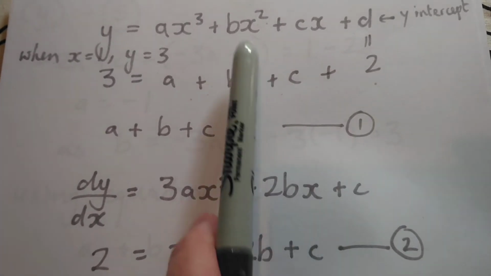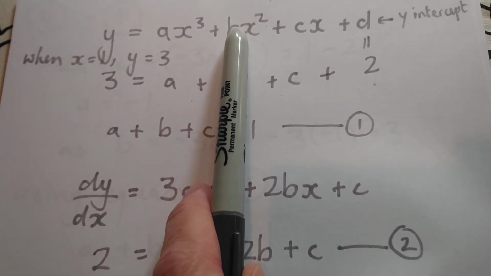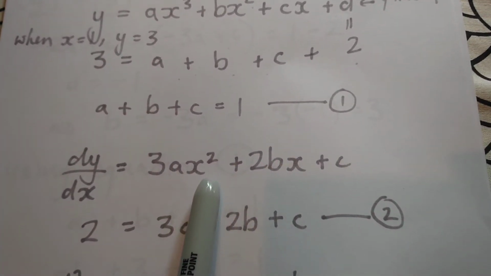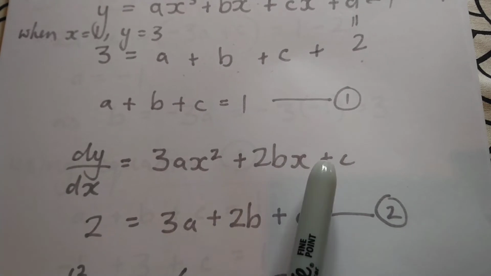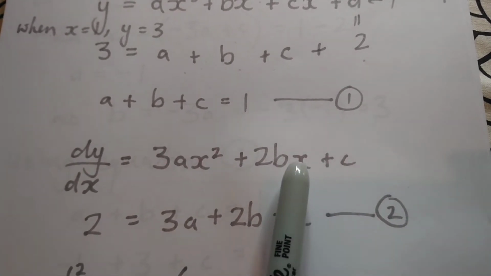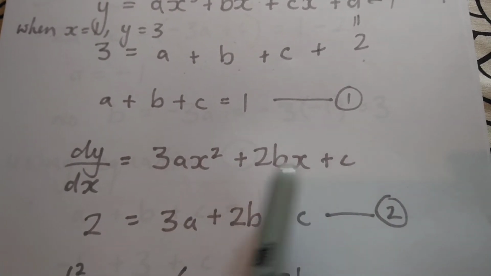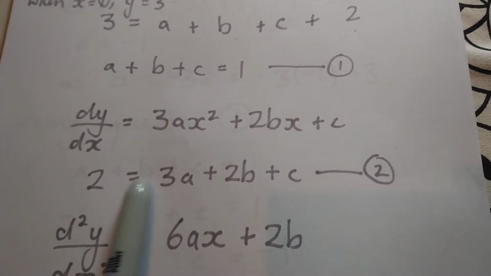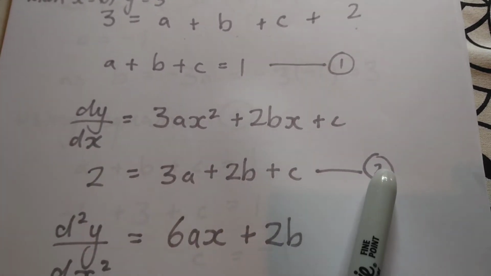And I've called that equation 1. Now we go back to our original expression and differentiate it. When we do that, we get 3ax squared plus 2bx plus c. We put in the value of x equals 1, but this time we've been told dy by dx is equal to 2, and that allows us to form our second equation.